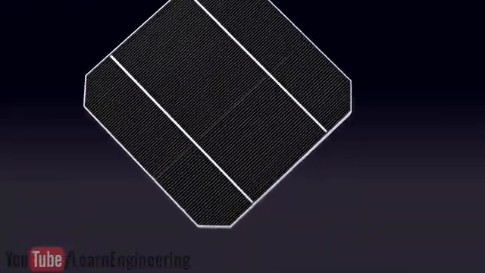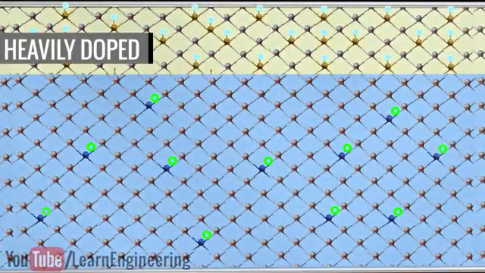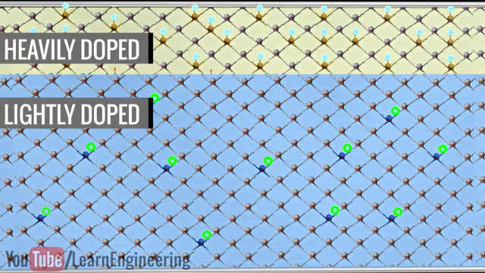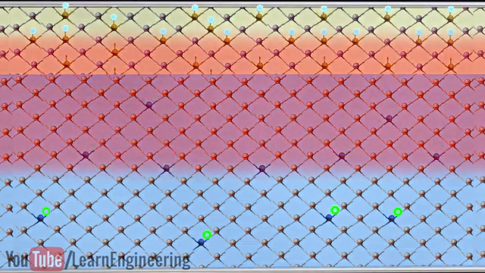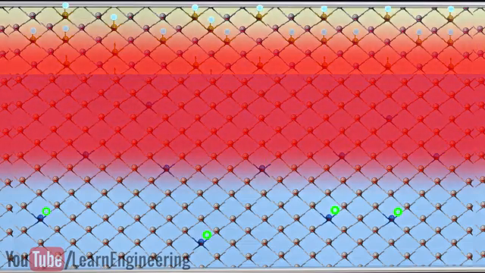In a practical solar cell, you can see that the top N layer is very thin and heavily doped, whereas the P layer is thick and lightly doped. This is to increase the performance of the cell. Just observe the depletion region formation here. You should note that the thickness of the depletion region is much higher here compared to the previous case.